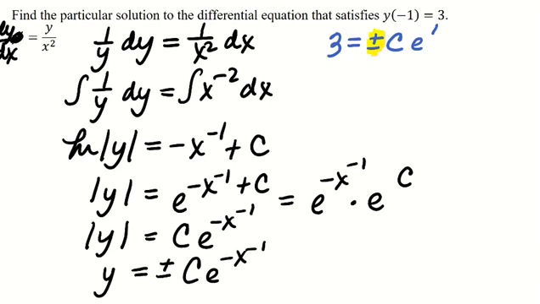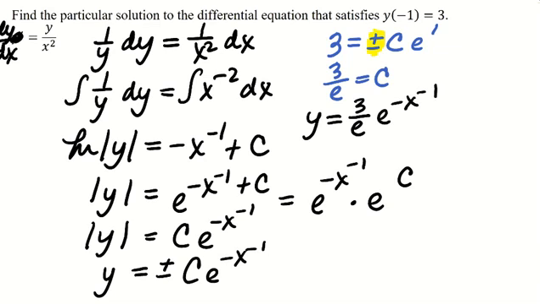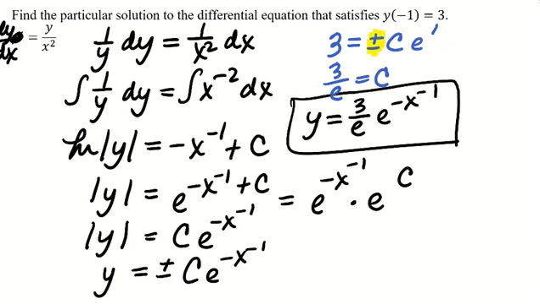Okay, so that means that 3 equals c times e, and if you want to solve for c, you're going to have to divide both sides by e. I feel like I copied this problem wrong, but it'll be all right. And then y is going to equal the positive of 3 over e multiplied by e to the negative x to the negative 1. And that's the particular solution. That was kind of sloppy, but got the job done.